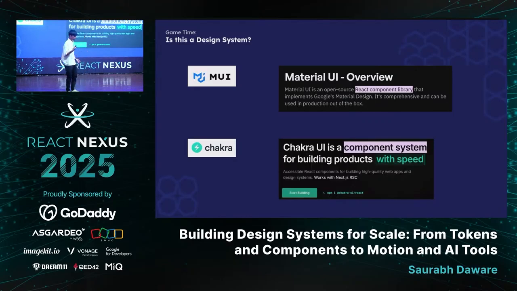Similar with Chakra. Chakra says that they're a component system. They still don't use the design system term because, similar to MUI, you can use Chakra UI as a base and build a design system on top of that. But Chakra in itself is still something that calls itself a component system.